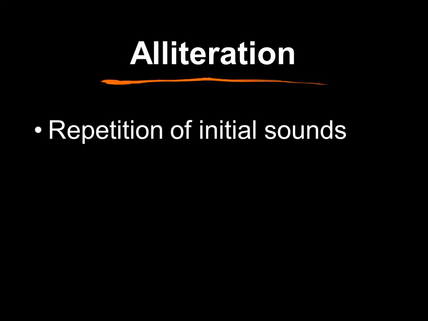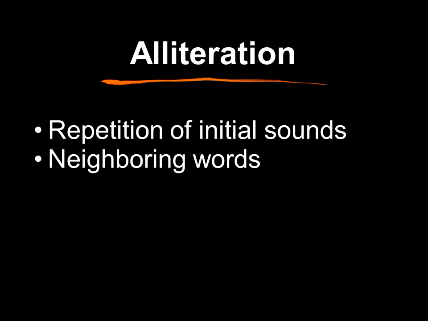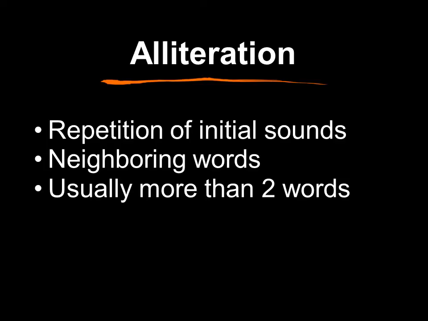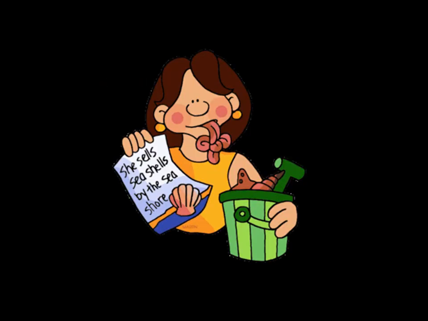Next is alliteration. This is the repetition of initial sounds or the beginning sounds. These are neighboring words, and there are usually more than two words. An example of alliteration is she sells seashells by the seashore, and you can see that the lady is tongue twisted. A lot of times alliteration is used for tongue twisters.